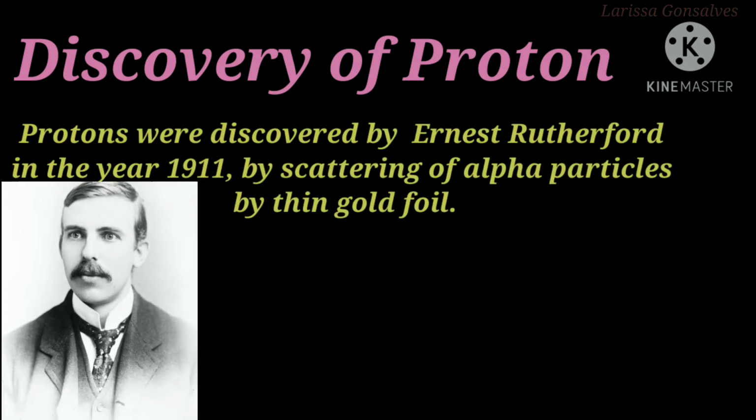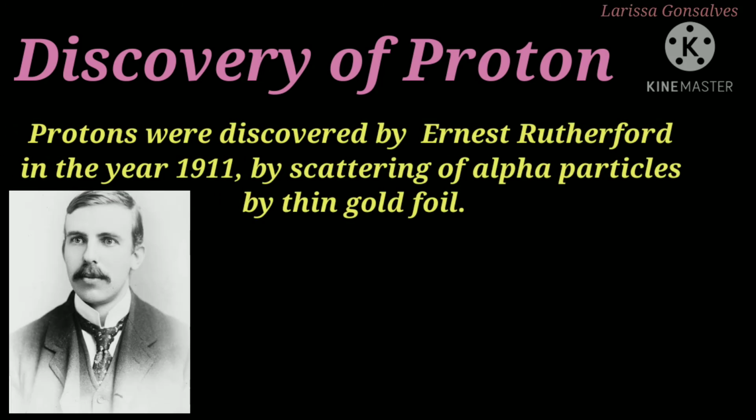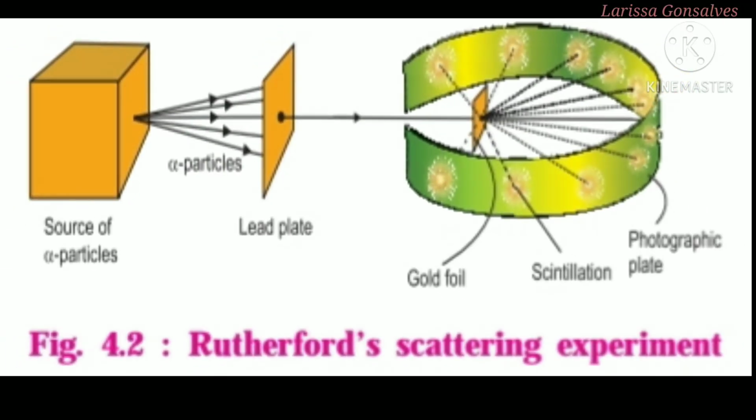Now, the proton was discovered in the year 1911 by Ernest Rutherford. He was carrying out the experiment of scattering of alpha particles using a thin gold foil. When he was carrying out this experiment, he observed that a few alpha particles bounced back, and from this observation he concluded that there is a massive, positively charged nucleus inside the atom which causes these alpha particles to bounce back.